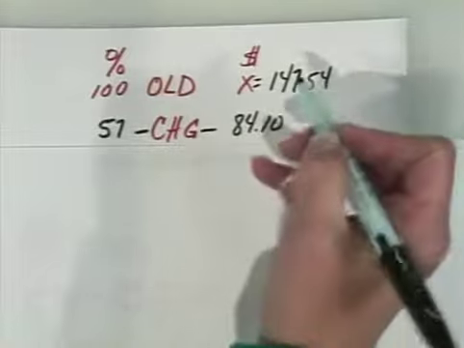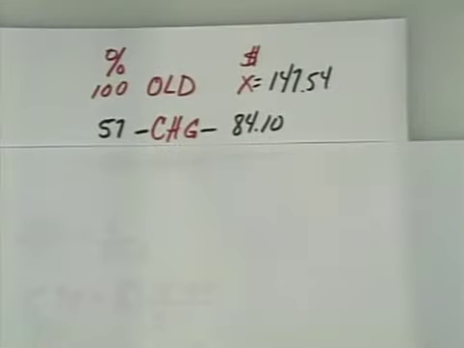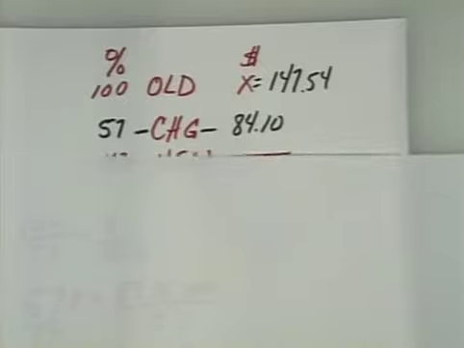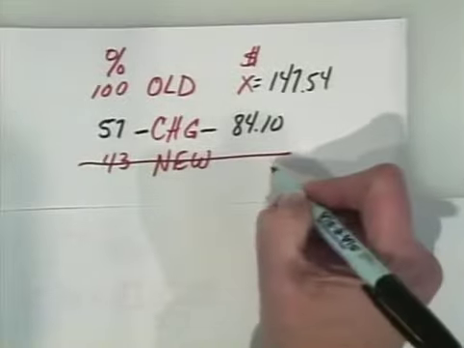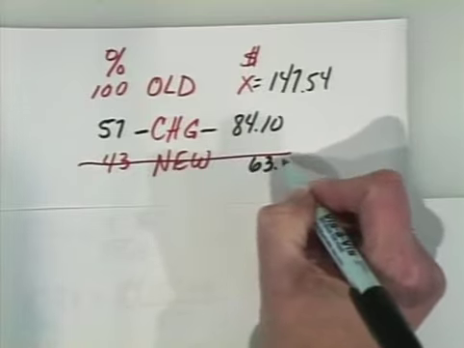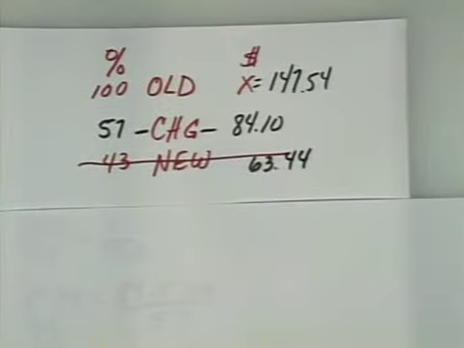Absolutely. I can take $147.54. I can subtract $84.10, which is the amount of change, the amount of decrease, and I will come up with the new amount, which, who's done that in their calculator? 63.44. Okay, I want to do one more thing to maybe clarify what else we can do here, okay?